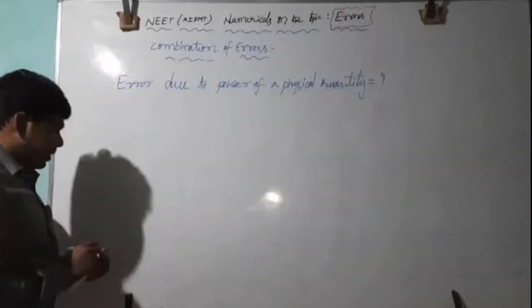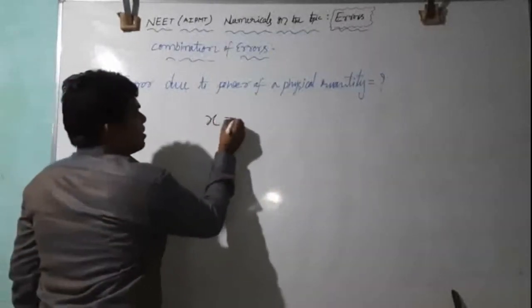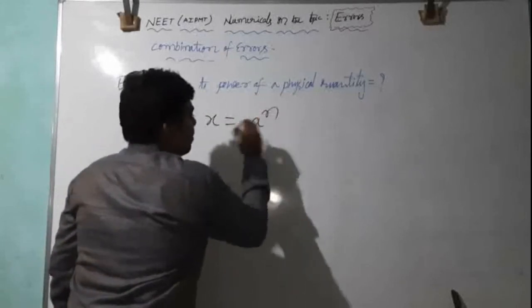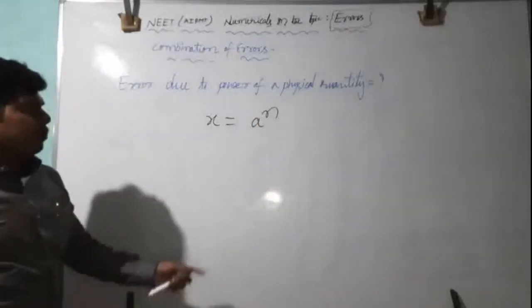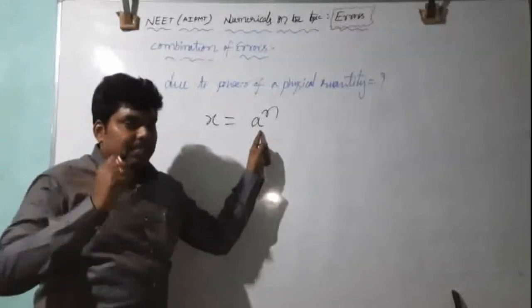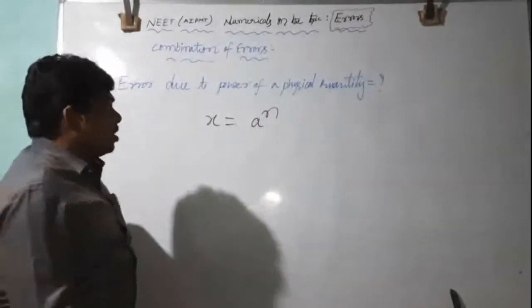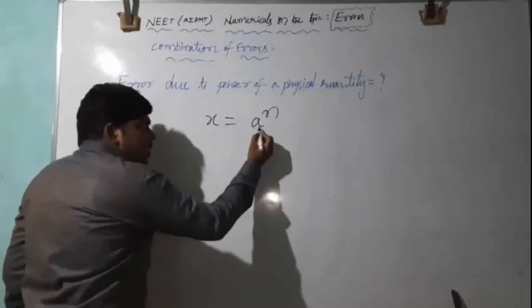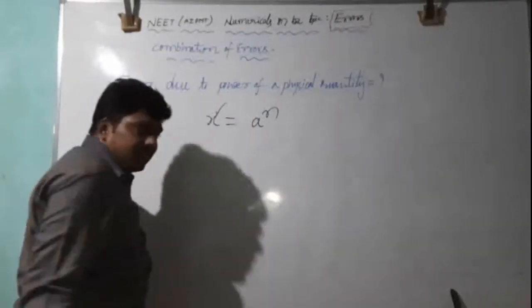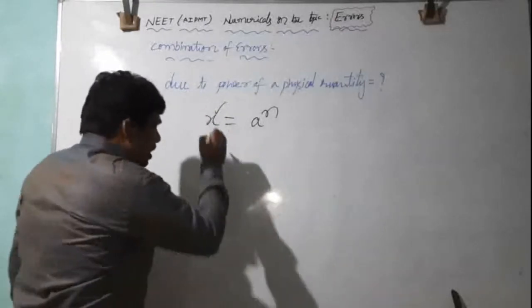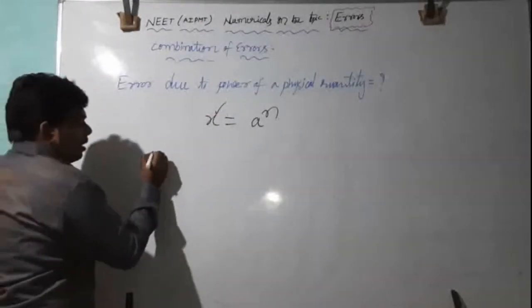Now, we have taken x equals a power n. Now, a is a physical quantity which has certain error. n is the power, that is nothing but a numerical value only. Due to this, is there error which occurs in the x? Yes, which occurs, that can be calculated. The maximum relative error.